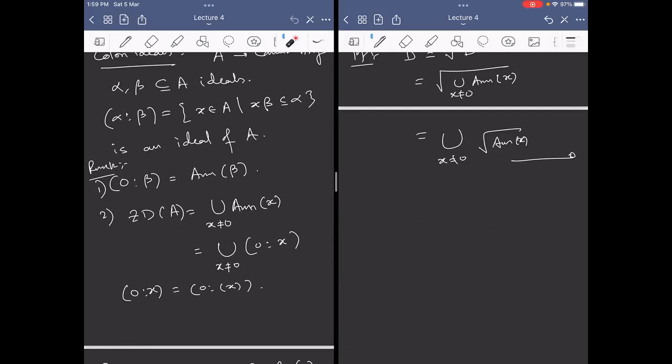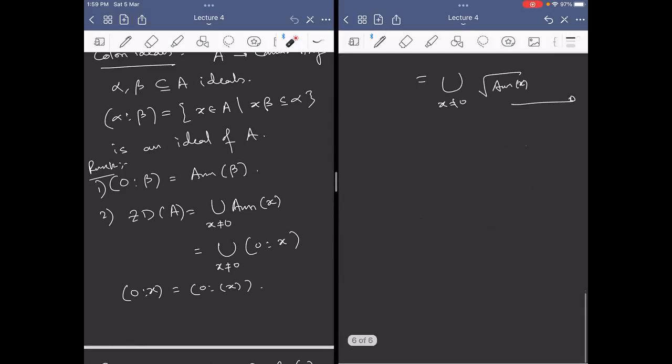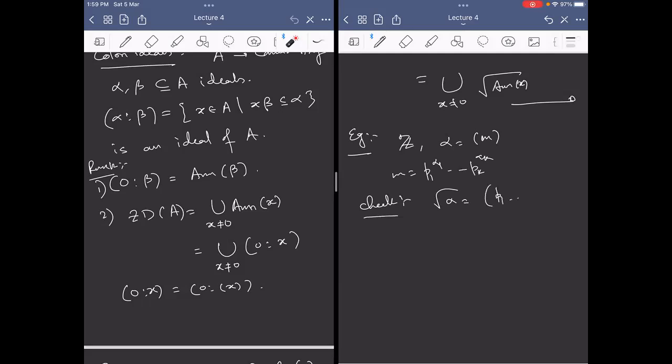Having done that, I am going to show you another example. In fact, I am going to give you this as an exercise. If you take the ring Z, and take your ideal A to be generated by some m, and suppose m is p1 to the power alpha 1 up to pk to the power alpha k, where all these pi's are distinct primes, then just check that the radical of A will be the ideal generated by p1 up to pk.